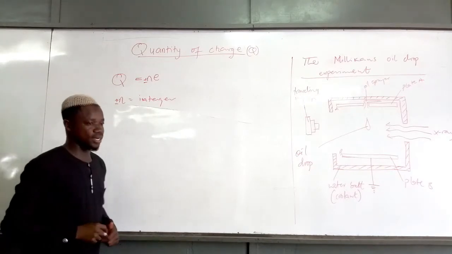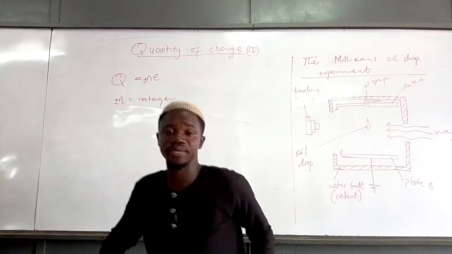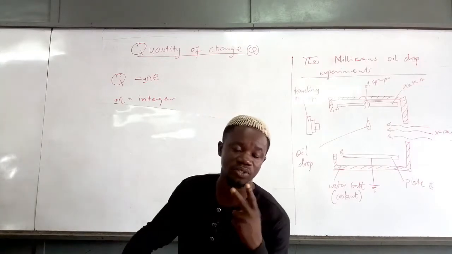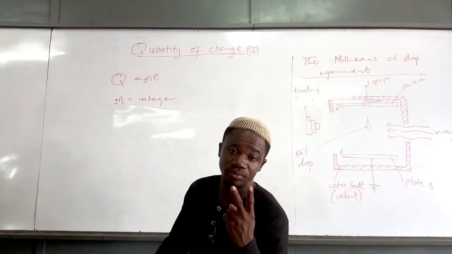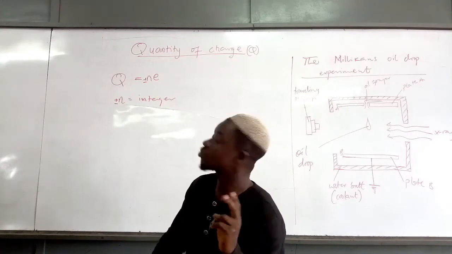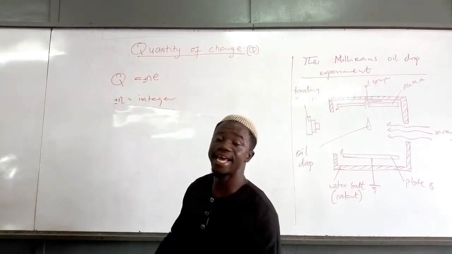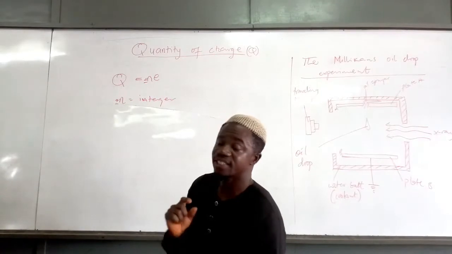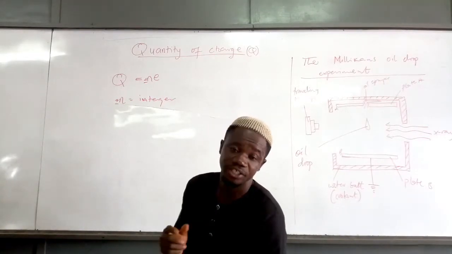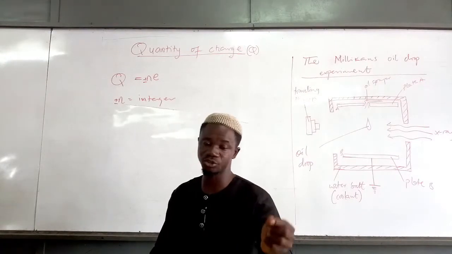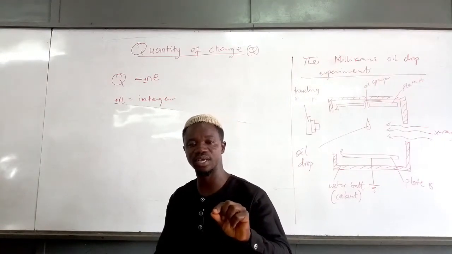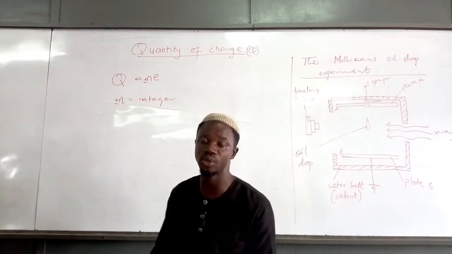Now, Millikan's oil drop experiment was performed for two purposes. One, to prove the charge quantization principle, and two, to also prove that the quantity n, which is the integer, is a whole number but not a fraction. What that means is that a quantity of charge, an electron or a proton, cannot exist in fraction. It's always a whole number.